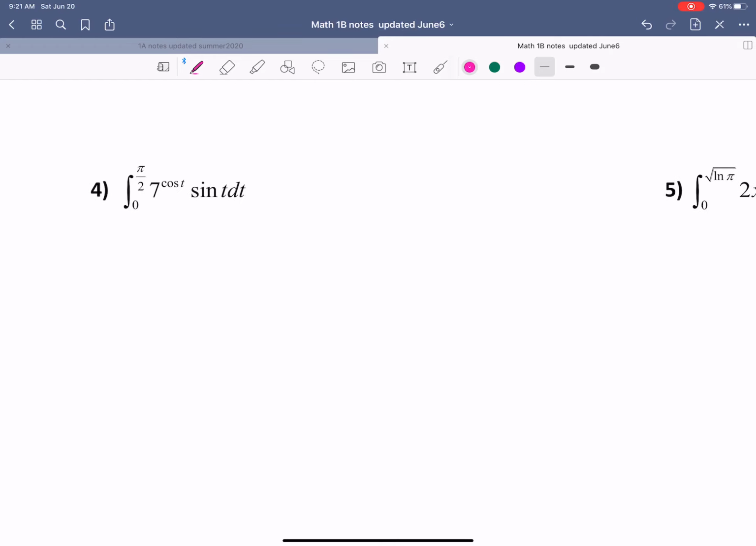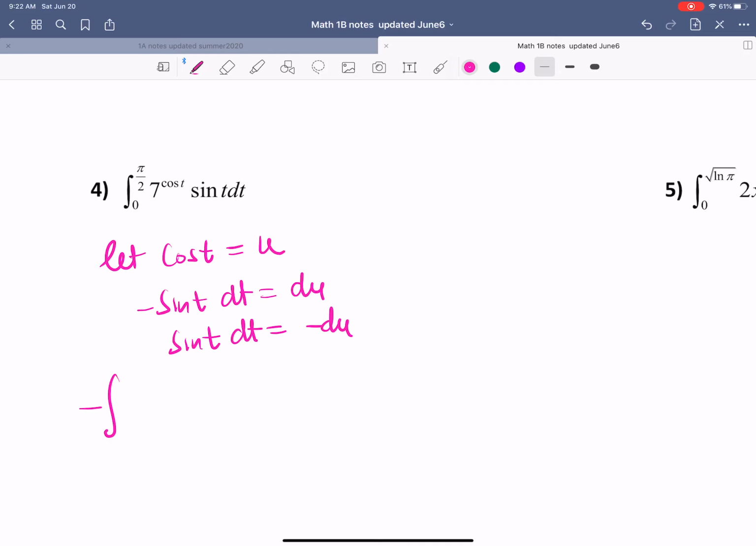Well, we've seen examples like that. So let cosine t be u. Negative sine t dt will be du. The derivative of cos t is negative sine t, so we can say sine t dt is negative du. Okay, so negative 7 to the power u du. When t is 0, cosine of 0 is 1. When t is pi over 2, cosine is 0. So the bounds go from 1 to 0, and we have negative 1.